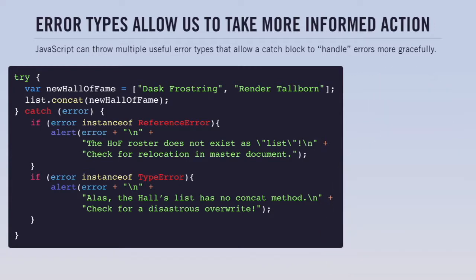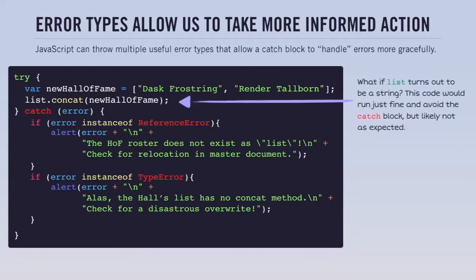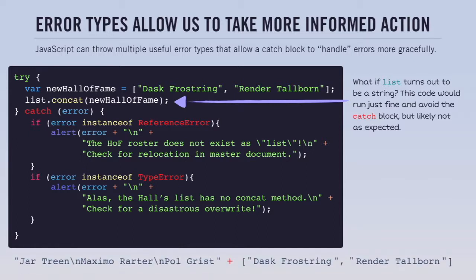Now, we kind of hinted earlier at something that might happen here. What happens if list got rewritten to be a string? This code would run just fine because list, as a string, definitely has a concat method to call. The code would run just fine and it would avoid the catch block, but likely it wouldn't do it as expected. So let's check out what happens in that case. Well, down here we have 3 guys inside the Hall of Fame list that is now a string. Notice it's been formatted with some new line characters. And what we're trying to do to that now with the concat method is to put an array on the back end of that string.